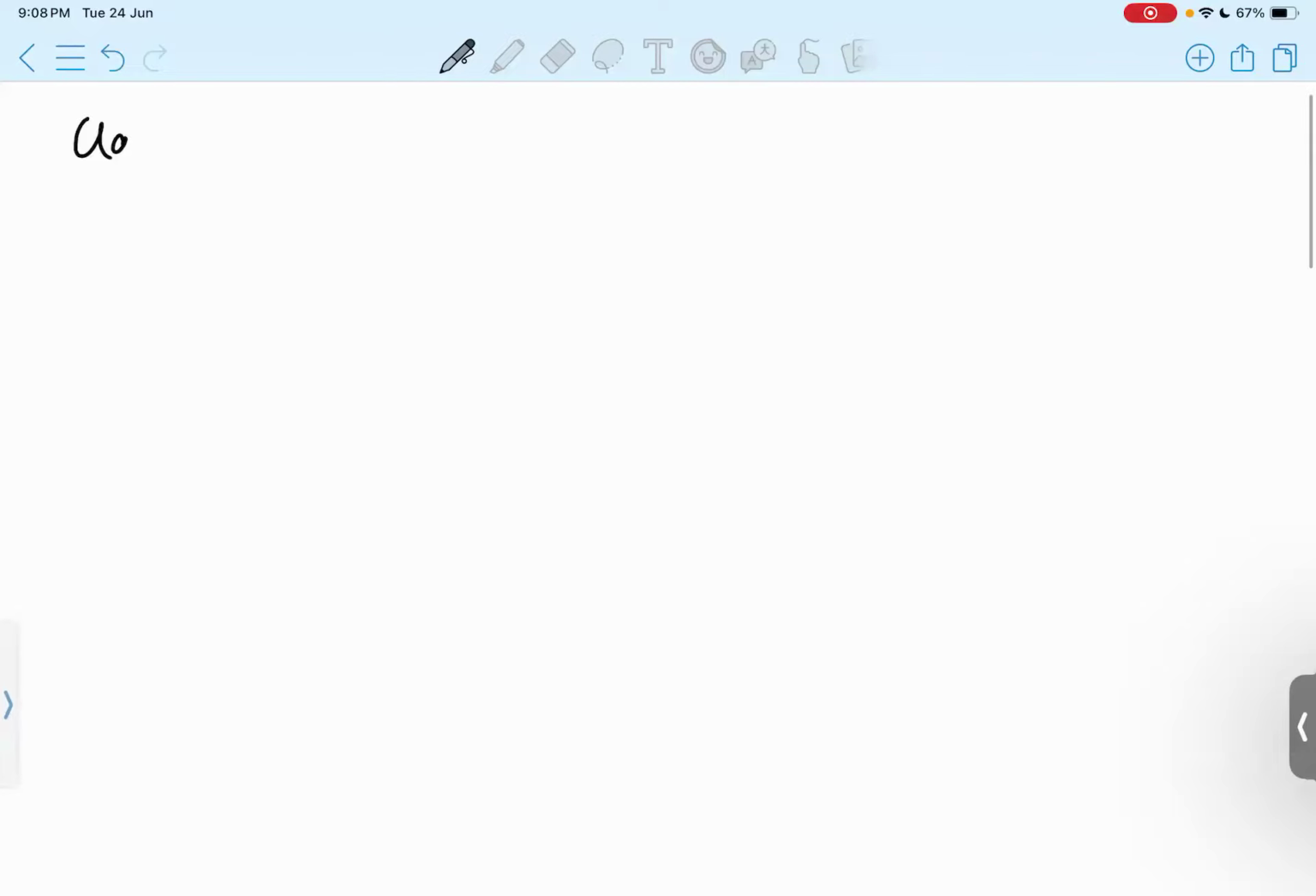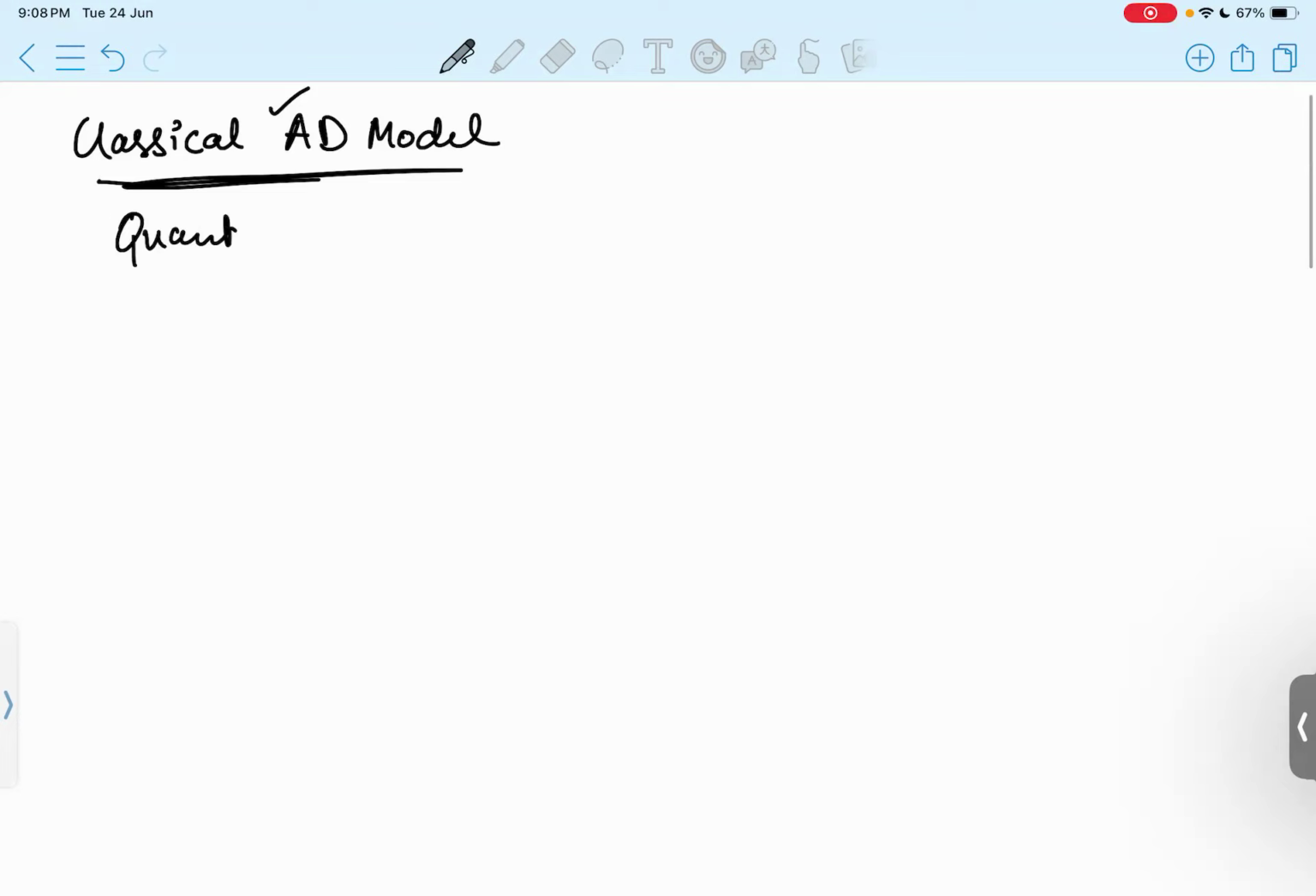So first is the classical aggregate demand model. What are the thoughts of the classical economists on aggregate demand? They have not explicitly given a dedicated model which talks about aggregate demand, what is going to be the impact, how it is determined. So for this, we will be using the quantity theory of money.